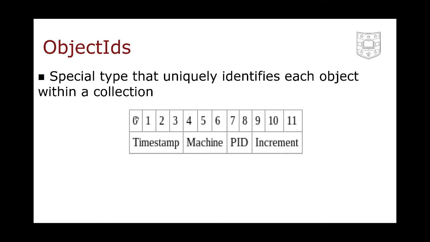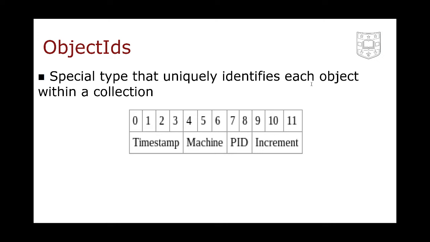They're 12 bytes long, and you can see the breakdown of bytes here. The timestamp is the first 4. The next 3 bytes are based on the machine that this is executed on. This is based on the process that created the documents. And then these last 3 are just a counter. They're just a straight counter that counts up.